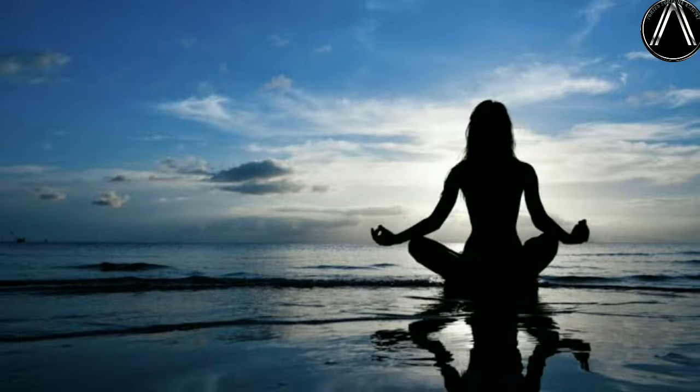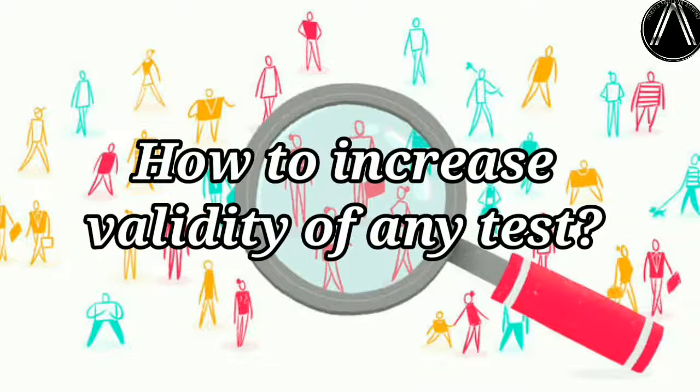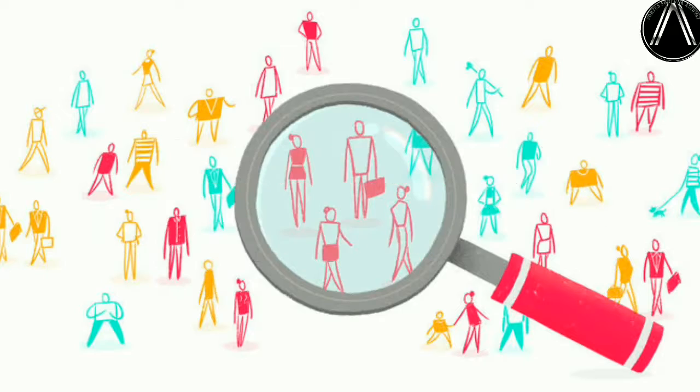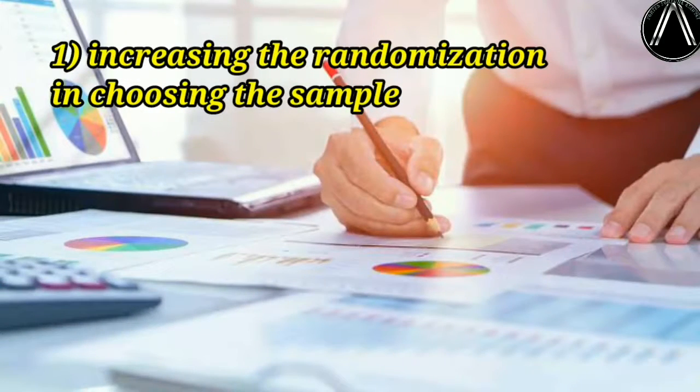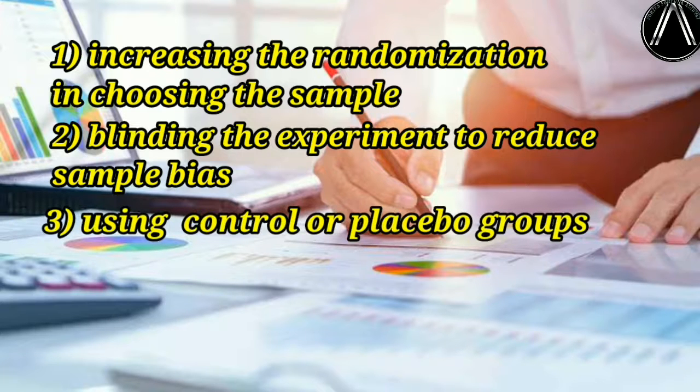Give yourself some rest. Now, let's see how to increase the validity of any test. Okay, there are some ways which will help you to increase the validity. Number 1. Increasing the randomization in choosing the sample. Number 2. Blinding the experiment to reduce sample bias. You can use single blind or double blind too. Number 3. Using control or placebo groups, which helps us to improve our validity.